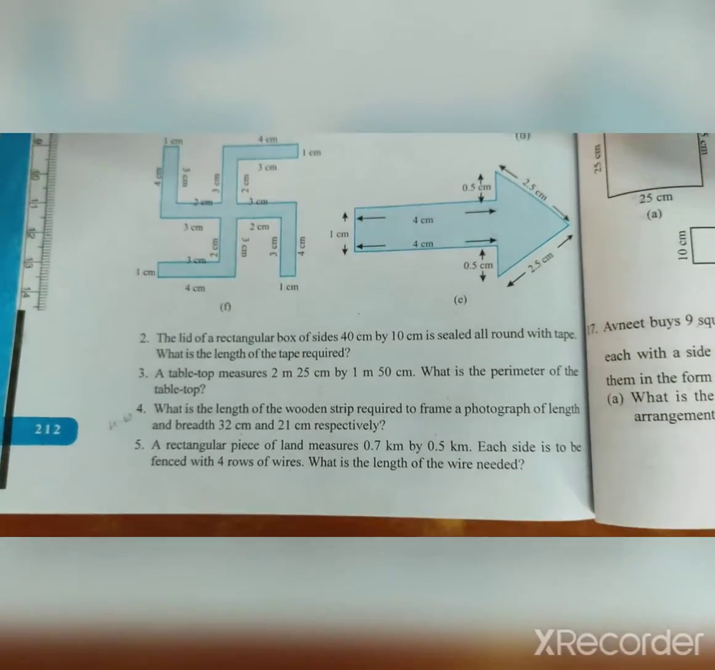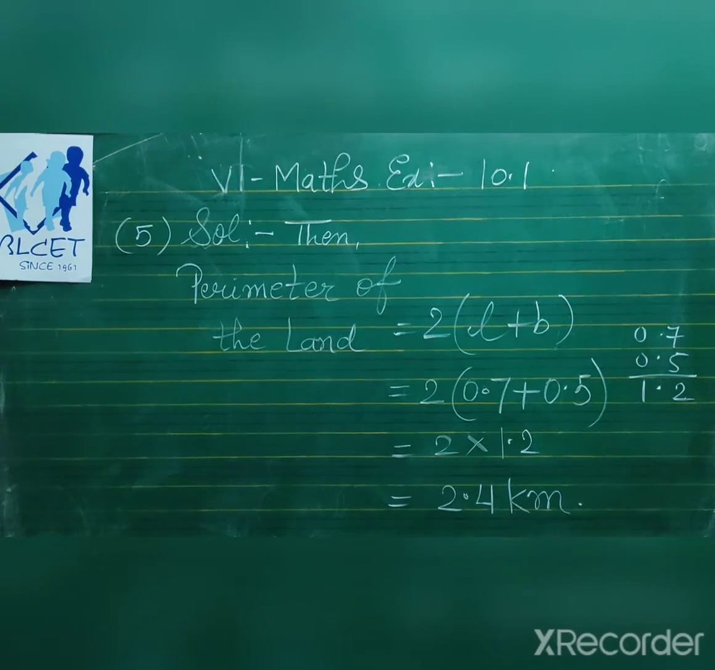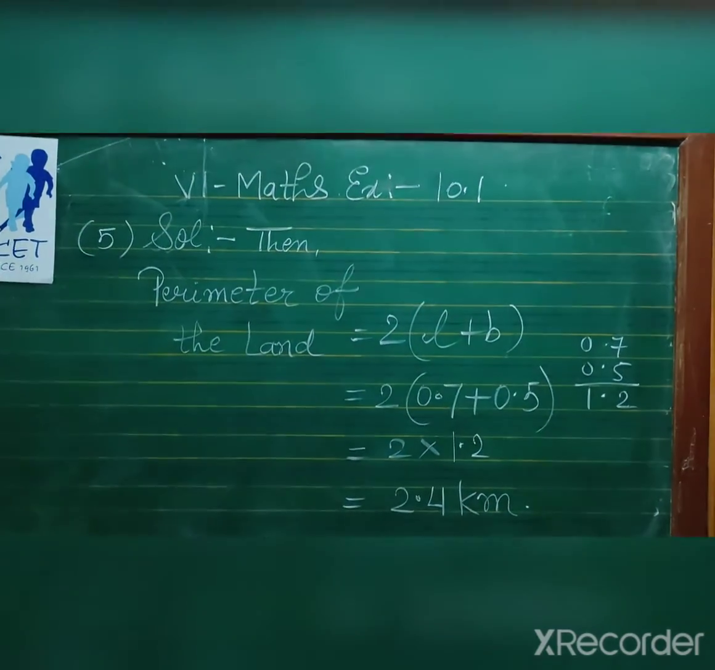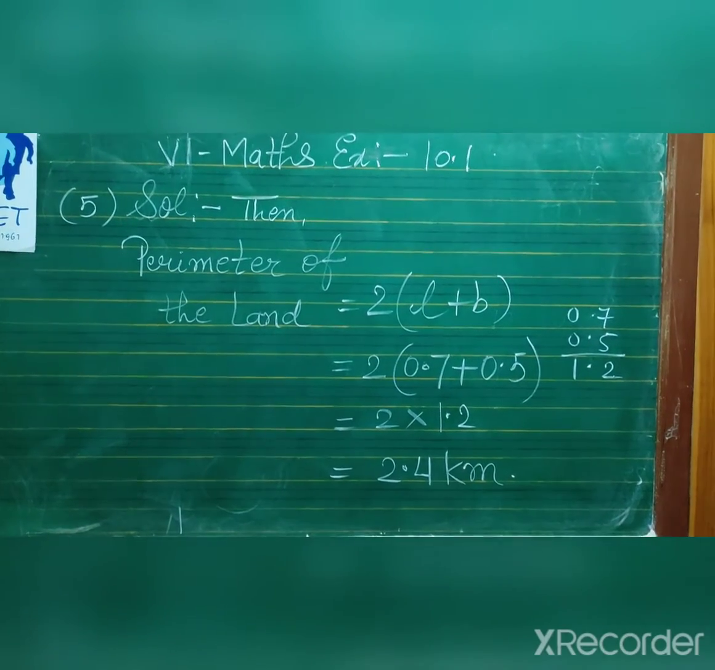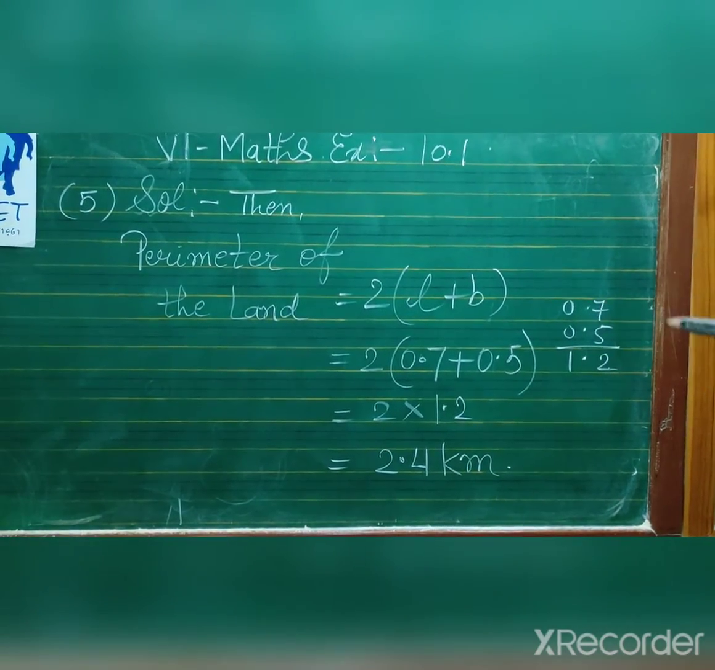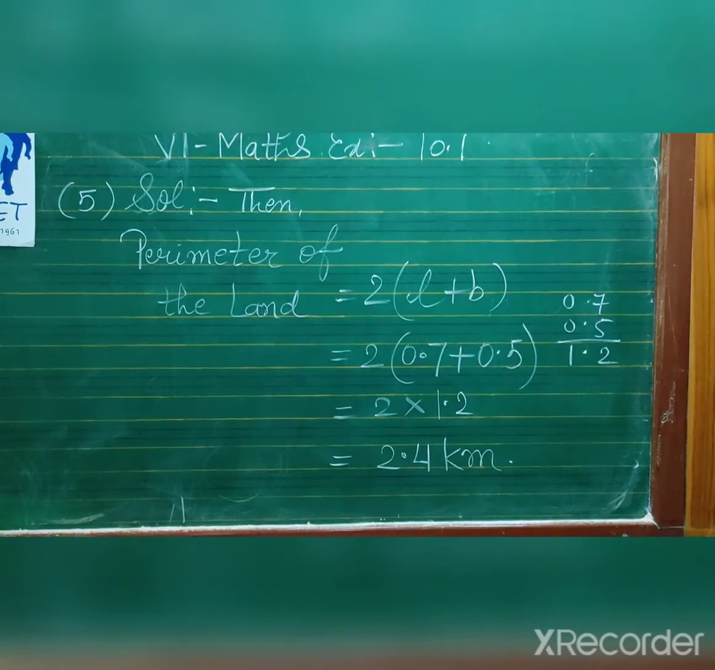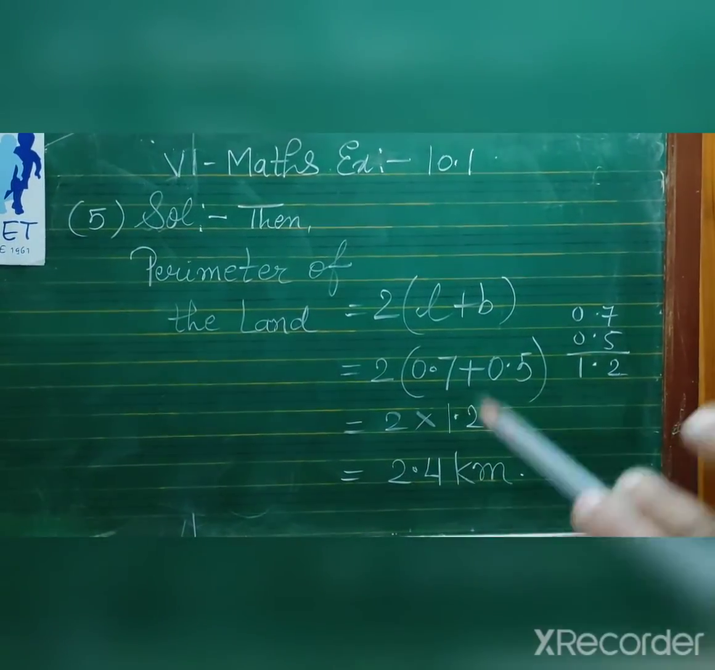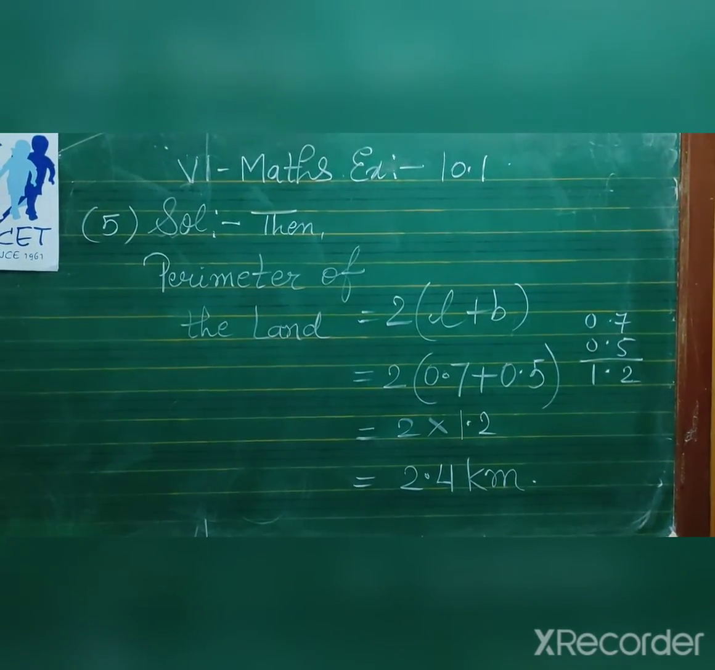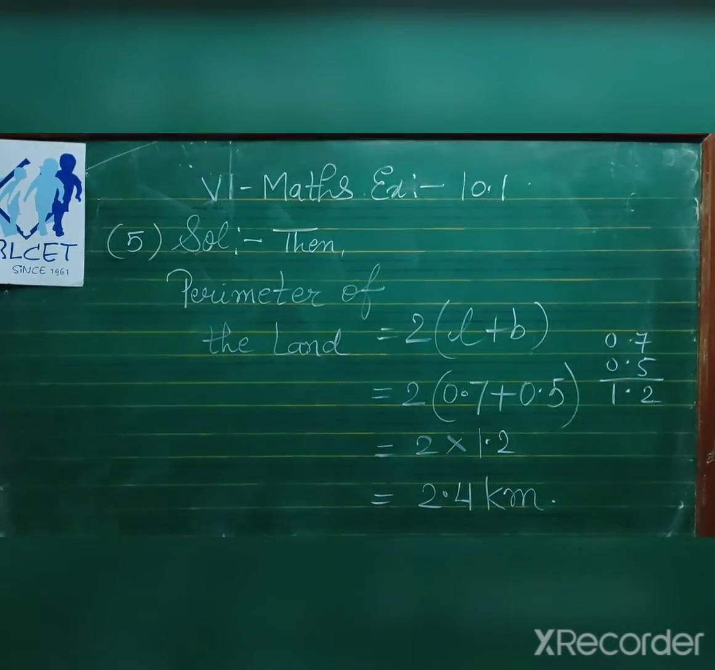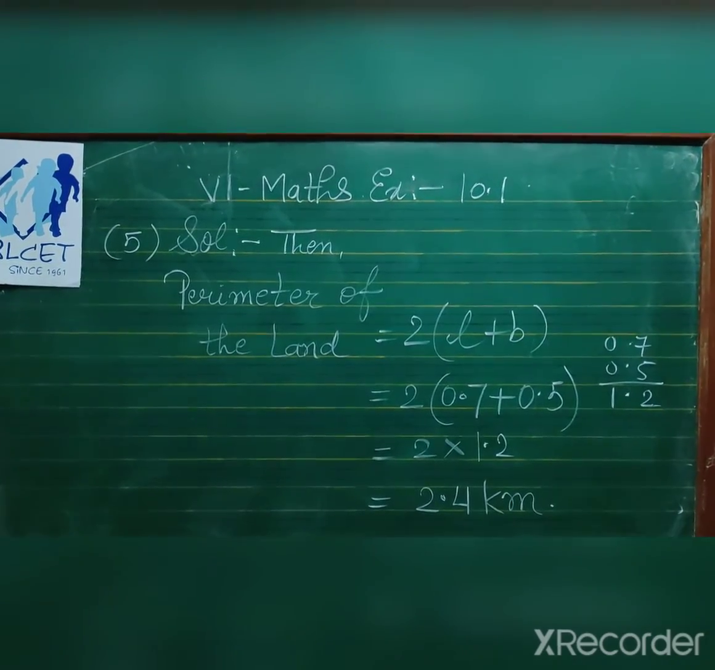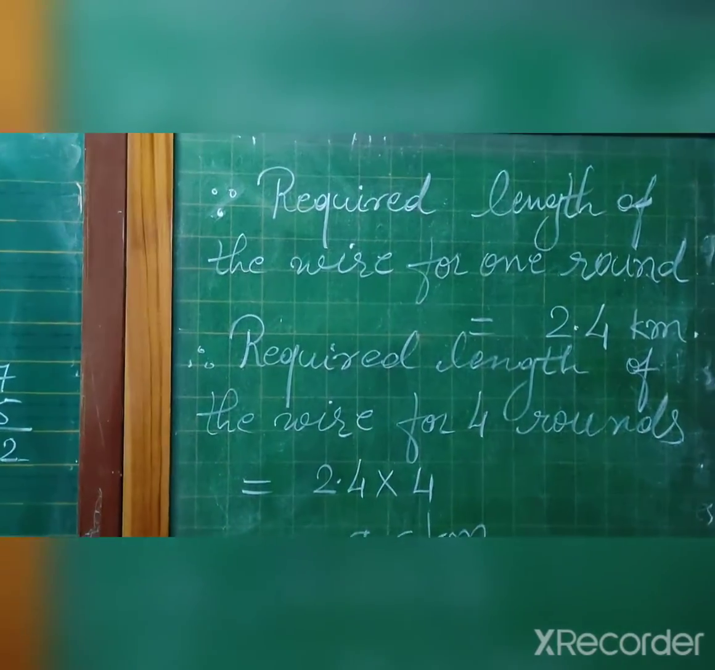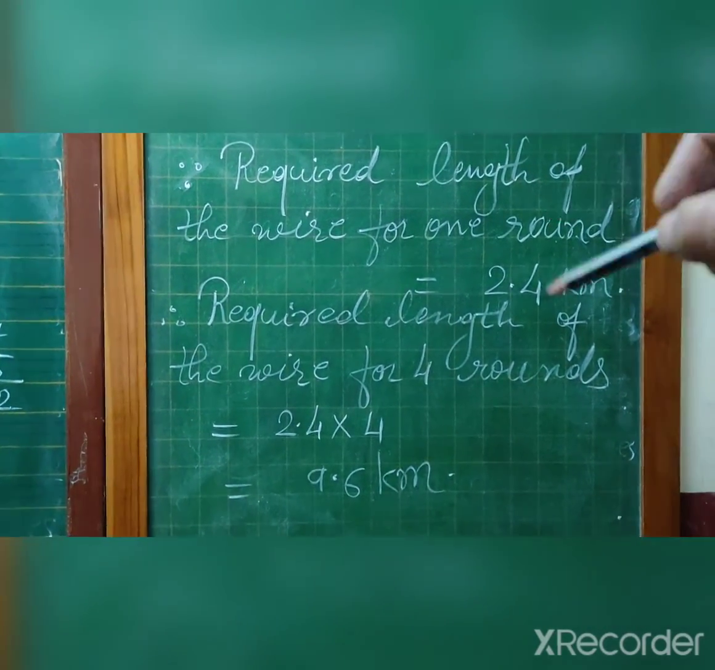And after that, see on the. So perimeter of the land is equal to 2 in the bracket L plus B, length is 0.7 plus 0.5, rough work you can see 0.7 plus 0.5, 1.2. So 2 into 1.2, that means 12, 2 twos are 4, 2 ones are 2, 24, before 1 digit decimal is there. So 2.4 kilometer, that means in one round, the length of the wire should be this. After that we will write, required length of the wire for one round is equal to 2.4 kilometer.